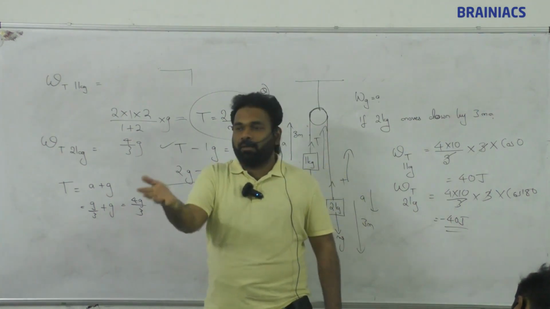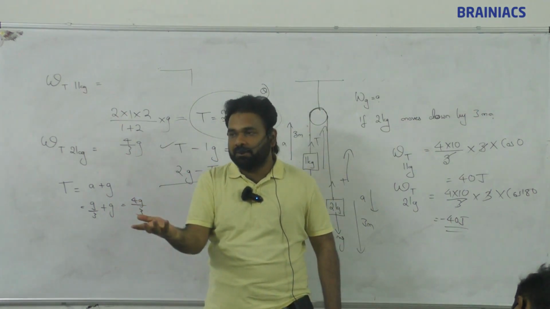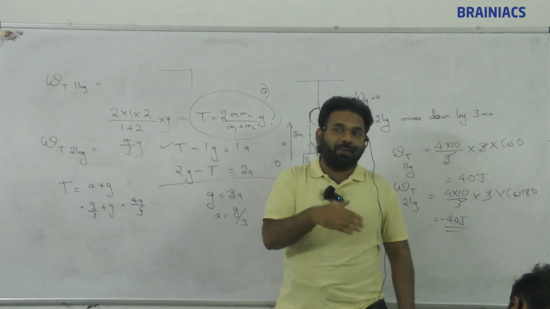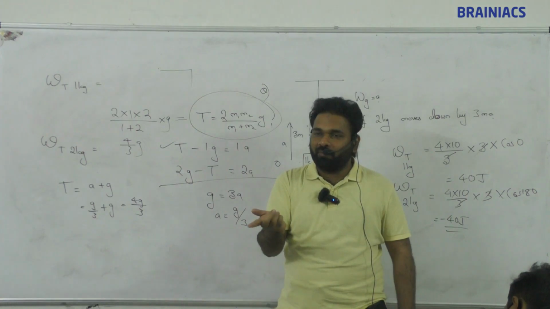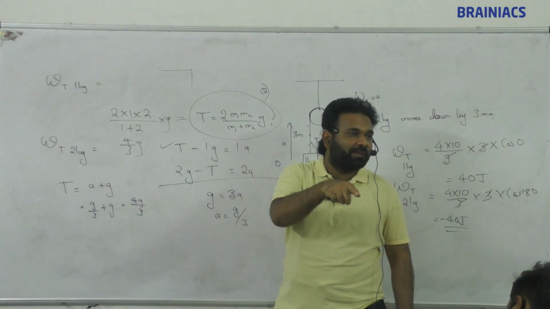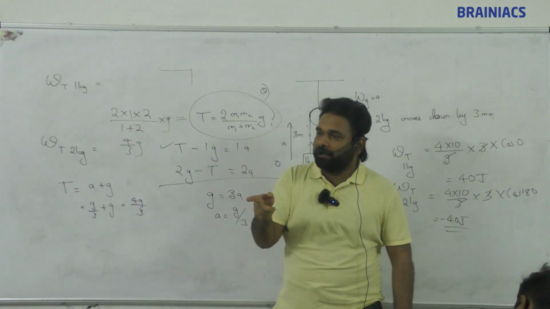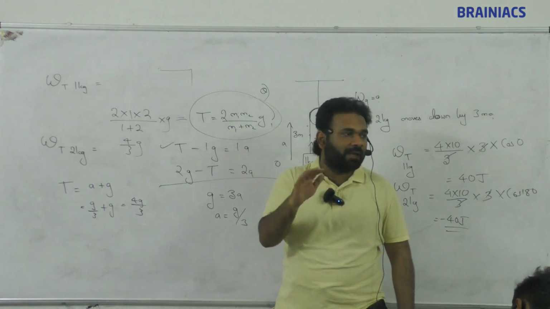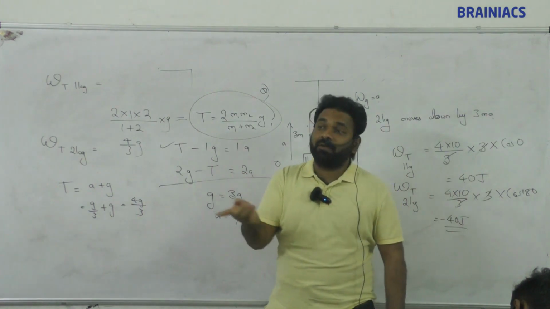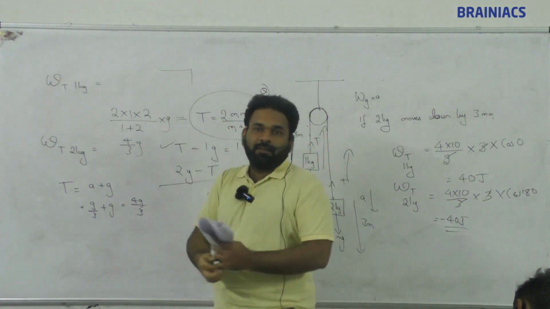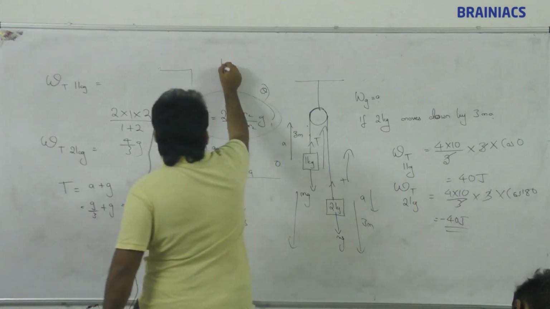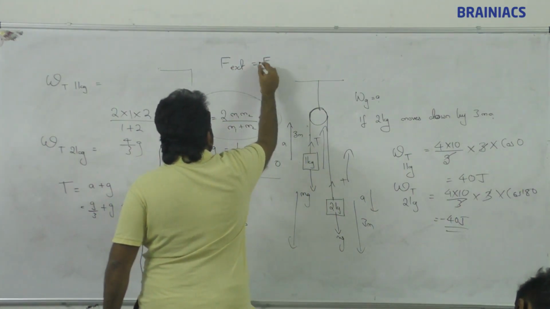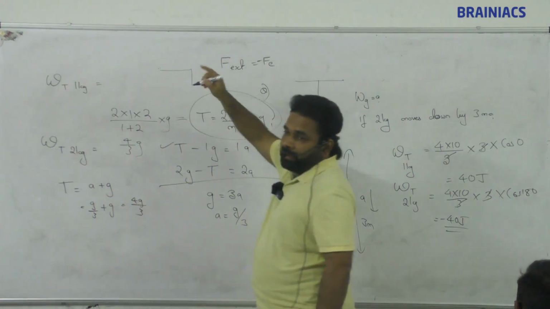Children, in electric potential and capacitance, they can ask work done by external force, work done by electric field. No problem. Directly you are studying that. Work done by electric field means, see what you are doing actually. Work done by external force is equal to minus of work done by electric force.